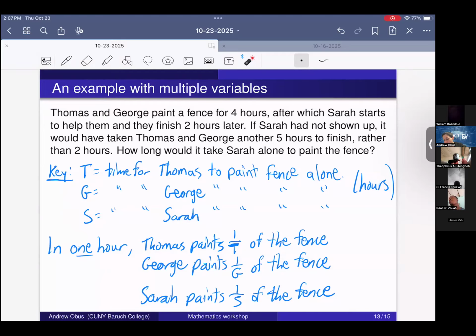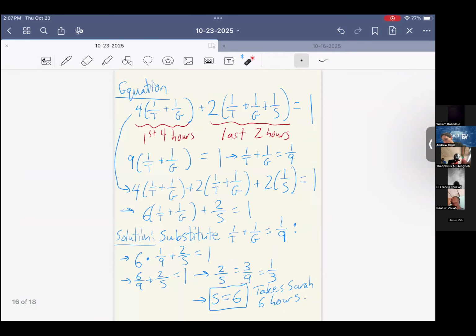In fact, in this problem, there's not enough information to determine t or g alone. So if you try to solve for t, you're going to wind up in trouble. But there is enough information for s. Okay, and that's what the problem is asking you to solve. So once you have your equations, then for your solution, you should be solving for the variable that you need. In this problem, it's just one variable. It's just s. Okay, and so then we get our solution there.